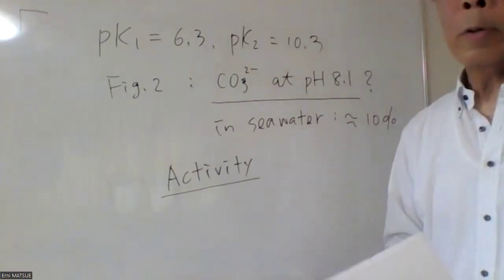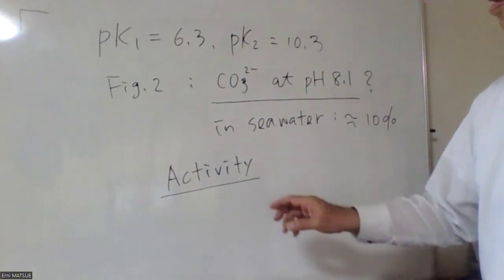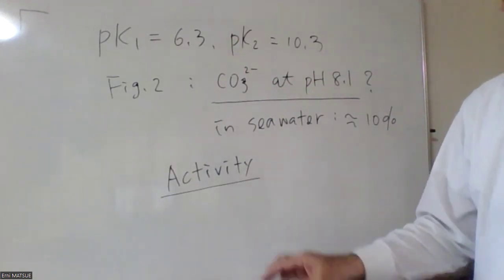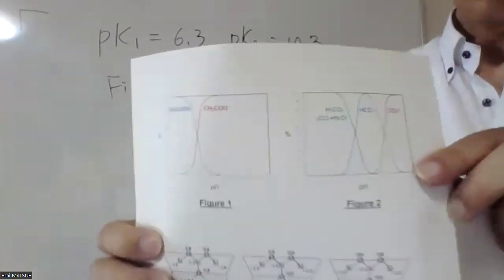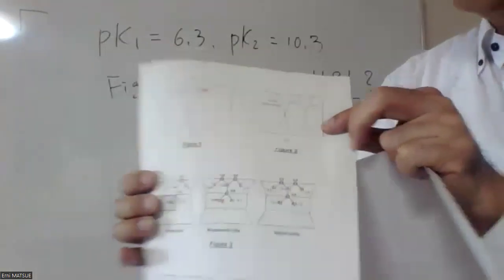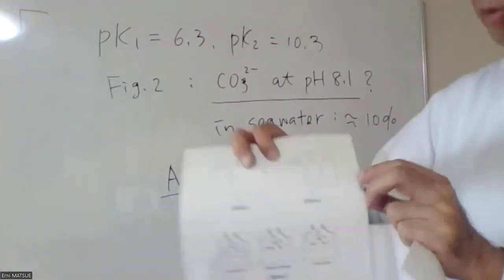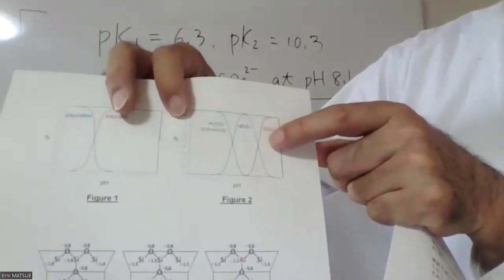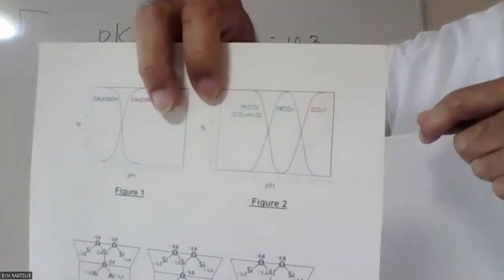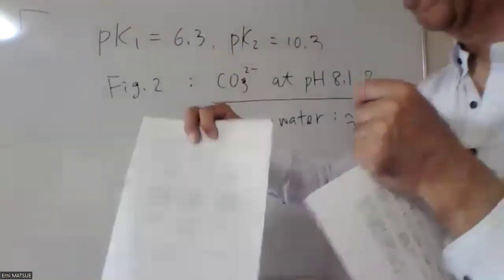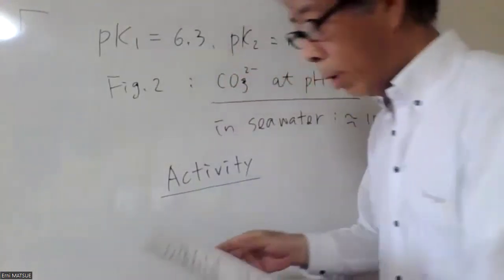So if you search the internet for the diagram, you can find another diagram in which the red curve is shifted to lower pH. Maybe you can find it on the internet. Please find it later. Okay, next.